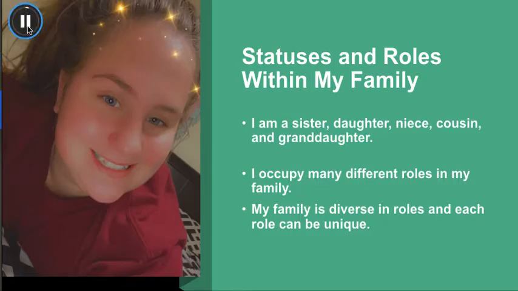In terms of the statuses and roles within my family, I am a sister, daughter, niece, cousin, and granddaughter. I occupy many different roles in my family. It's so cool that I do because it makes my family diverse in roles and diverse in many other ways. Each family has different statuses and roles, and mine isn't unique, but I'm lucky to occupy many roles within my family.